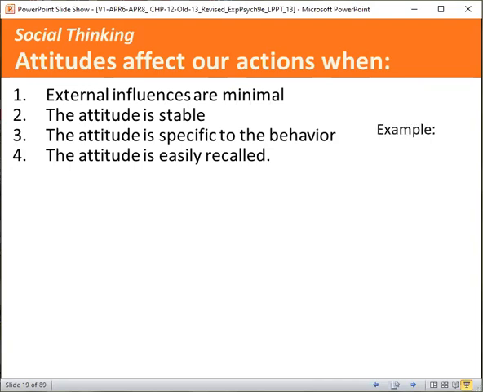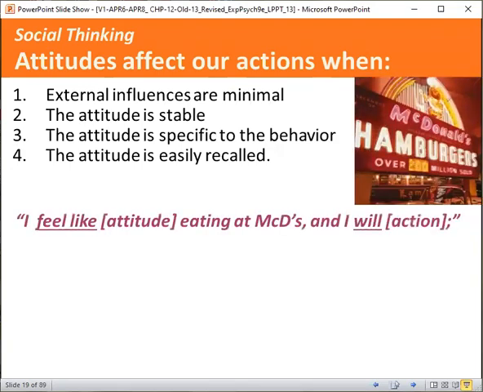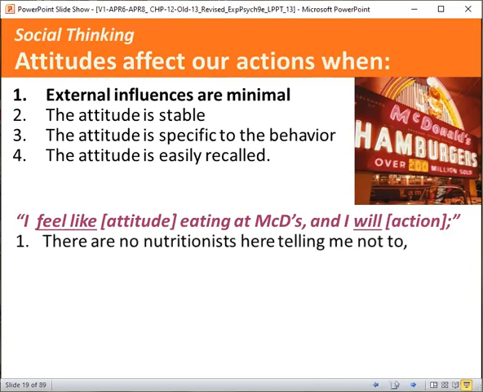So let's look at an example. McDonald's. I feel like eating McDonald's. That's an attitude, okay? Very positive attitude toward eating McDonald's. And I will, okay? That's your action. When is this most likely to take place, that you have this attitude and this action will follow? Well, it will take place most likely when external influences are minimal.